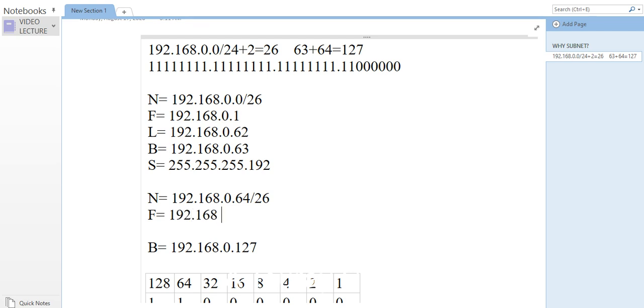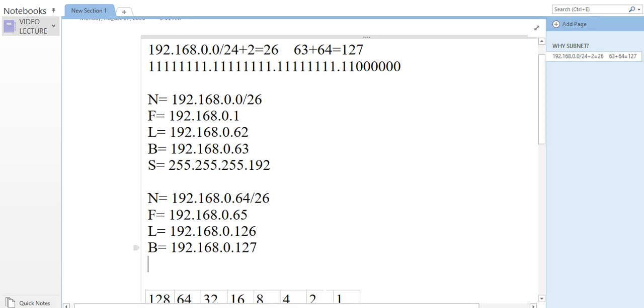So therefore my first valid IP address would be 192.168.0.65, because I have 64 here, so I have to add 1, which gives me 65. Next, the last valid address for this subnet is 192.168.0.126. That is my last valid IP address. My subnet mask remains the same because I'm using the same CIDR 26, so 255.255.255.192.